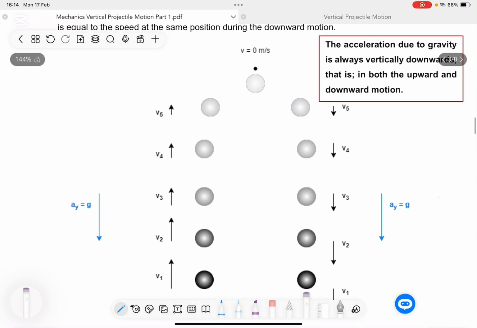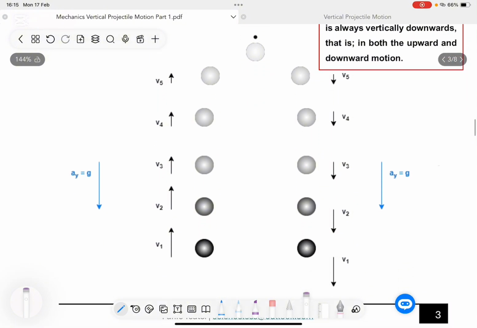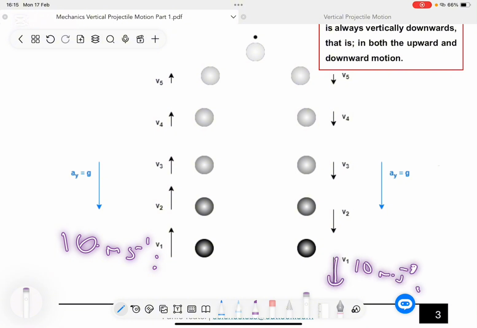Now, it is important to notice that only the speed is the same. The velocity is not the same, because remember, with velocity we look at the magnitude and the direction. So here the velocity is actually going upwards, but here the velocity is going downwards. So for instance, if we say this here is 10 meters per second, this would be 10 meters per second upwards, but this one here would be 10 meters per second downwards. So it's only the magnitude that is the same, which is the speed.